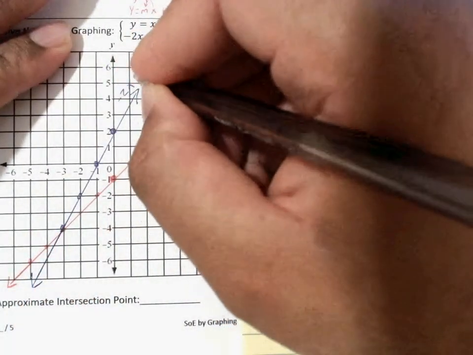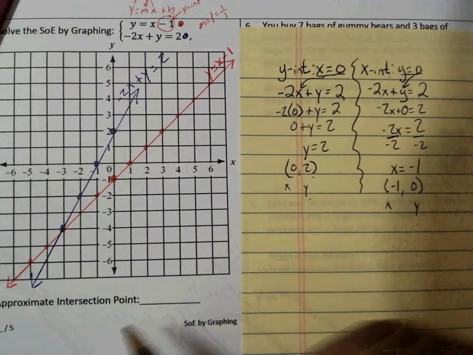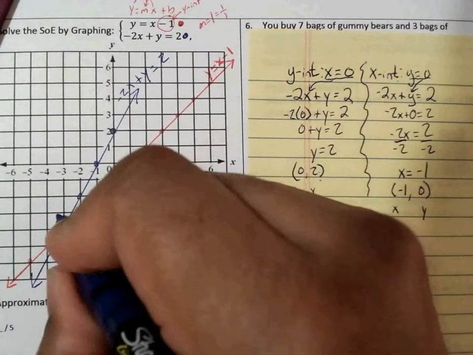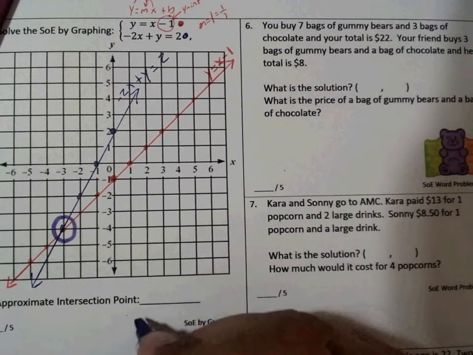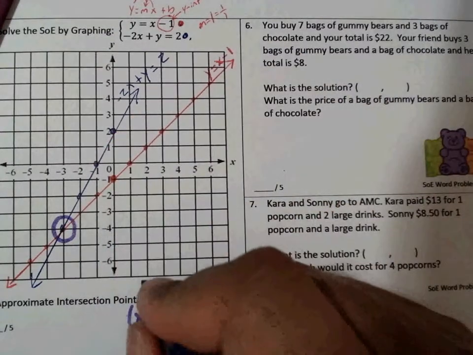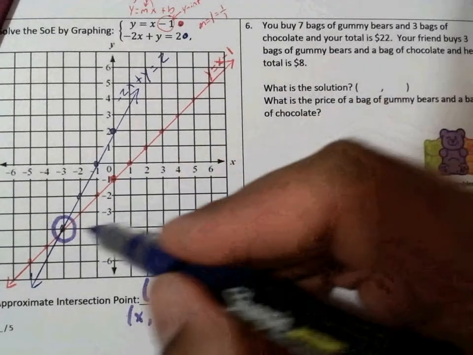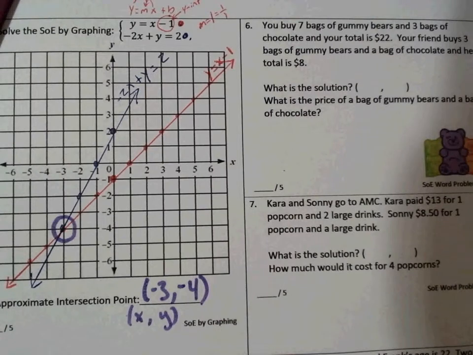I'm going to label it negative 2x plus y is equal to 2. And then we have to find the approximate intersection point. So where do they cross? When we look at it, we can see that it crosses right here. And that point, we always write our x first, and then our y. So our x is negative 3, and then our y is negative 4. And that's our intersection. That's solving the system by graphing.